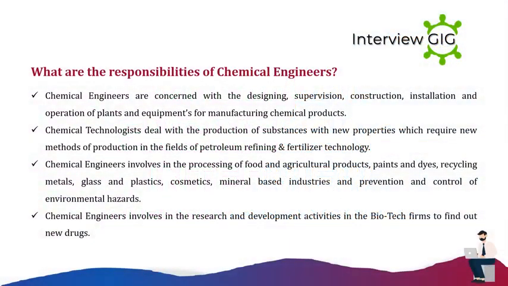What are the responsibilities of chemical engineers? Chemical engineers are concerned with the designing, supervision, construction, installation and operation of plants and equipment for manufacturing chemical products. Chemical technologists deal with the production of substances with new properties which require new methods of production in the fields of petroleum refining and fertilizer technology.